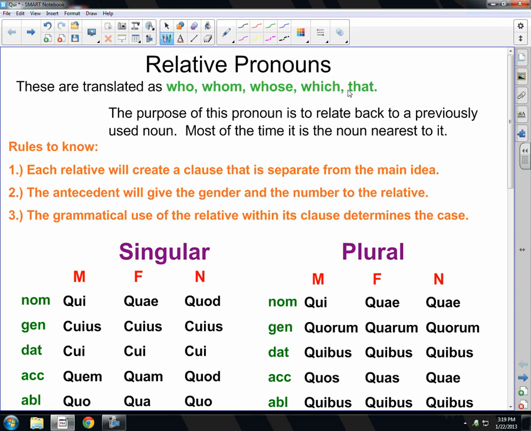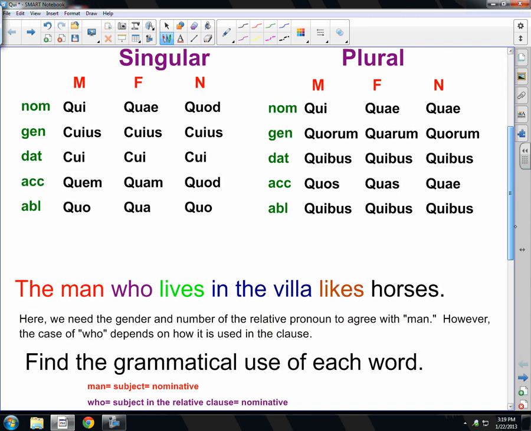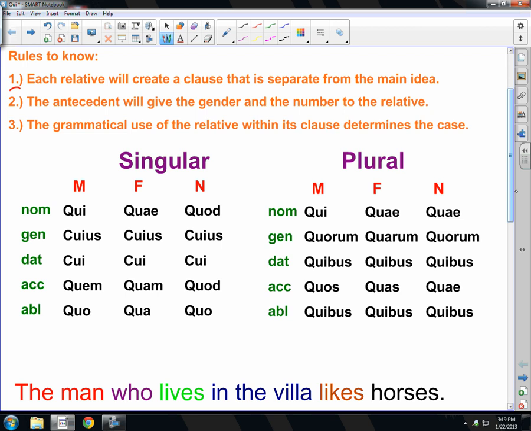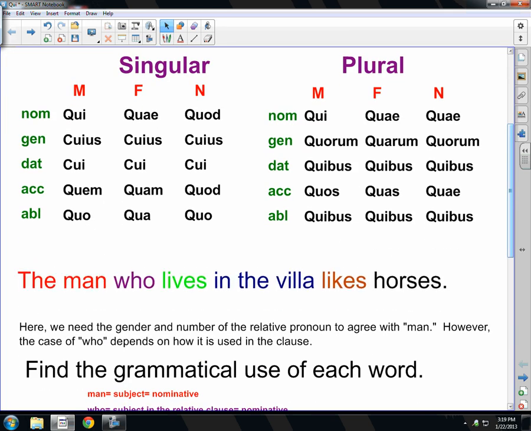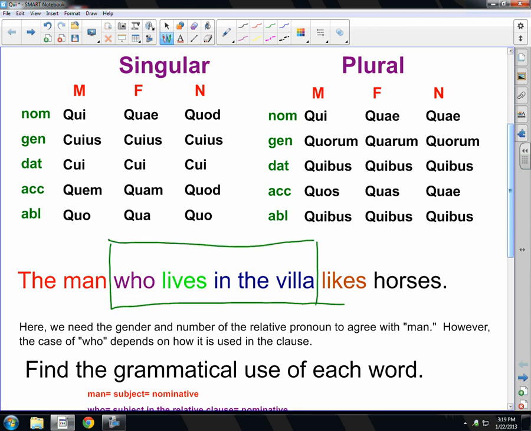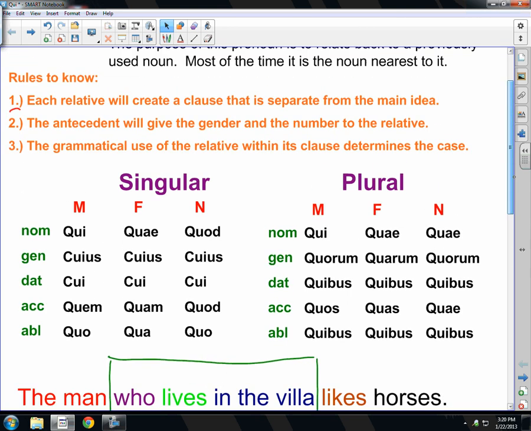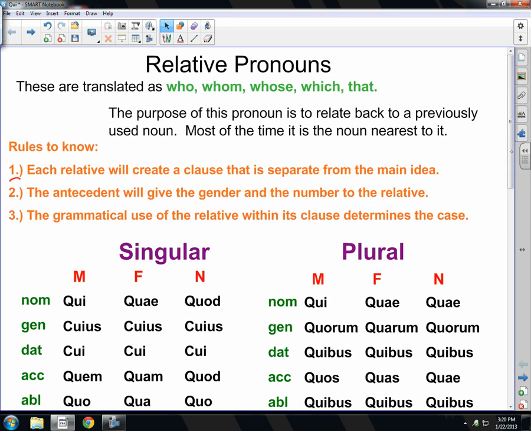Number one, each relative will create a clause that is separate from the main idea. Let's look at this right here. In English, we have, the man who lives in the villa likes horses. What I mean by it creates its own idea is this: if I take that whole who lives in the villa out, I have the man likes horses, and that's a completely okay sentence. Each relative will create a clause that is separate from the main idea.